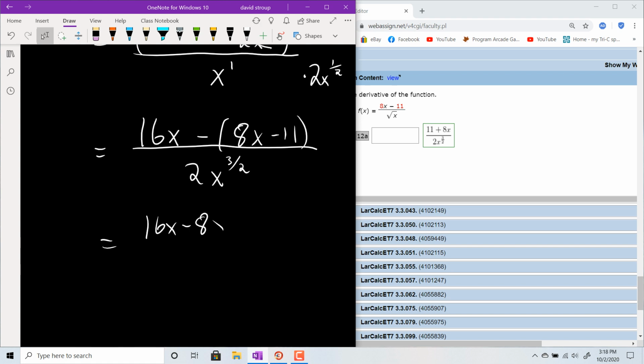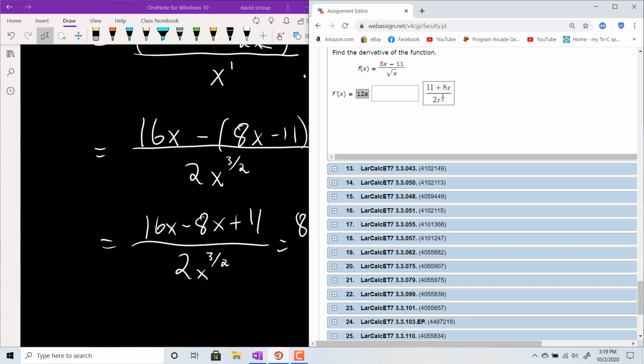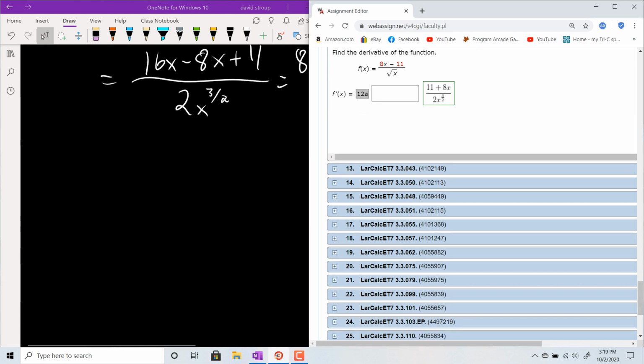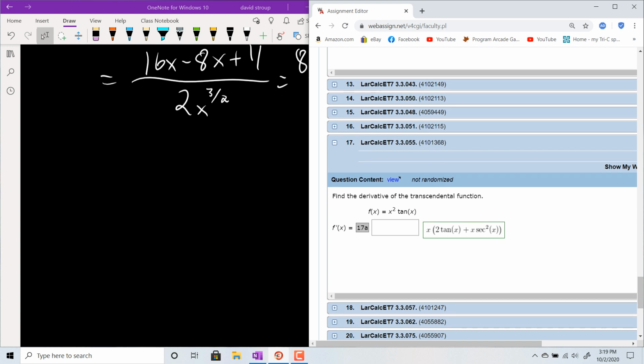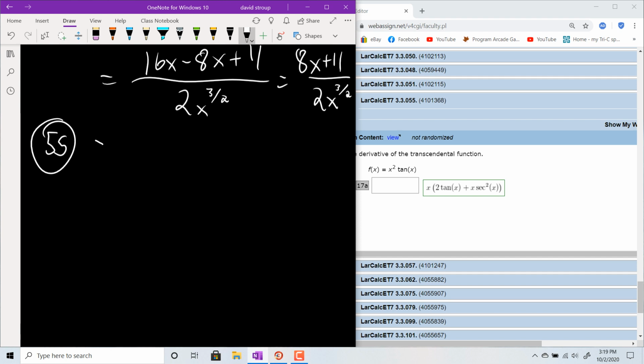16x minus 8x plus 11 all over 2x to the 3/2. And of course, that'll just be 8x plus 11 all over 2x to the 3/2. Okay. Of course, with the quotient rule, then we get all the other trig derivatives, and you should know the 6 trig derivatives. You should have those memorized. Make a note card or something. I don't care what you got to do. Get them memorized.